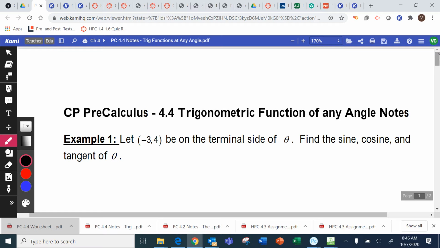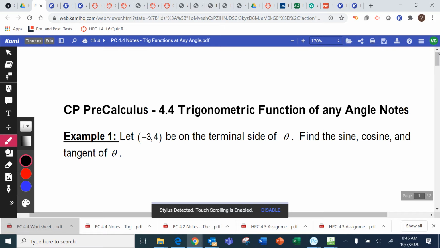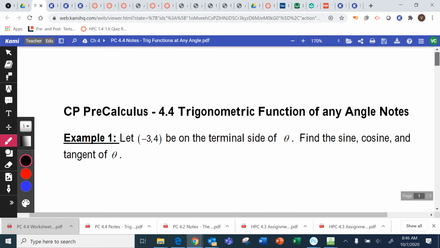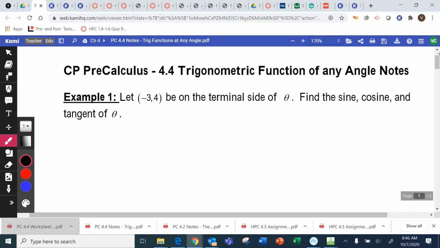So for 4.4, we start with trig of any angle. We start with (-3, 4) on the terminal side of theta. So this is telling us the ordered pair. You know we have a circle that passes through (-3, 4). That's the terminal side. We're going to find the sine, cosine, and tangent of theta.